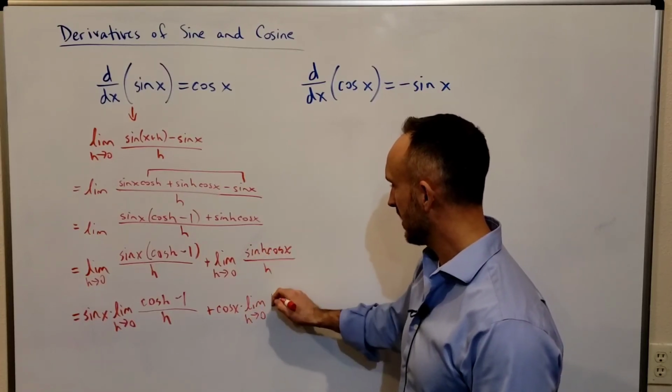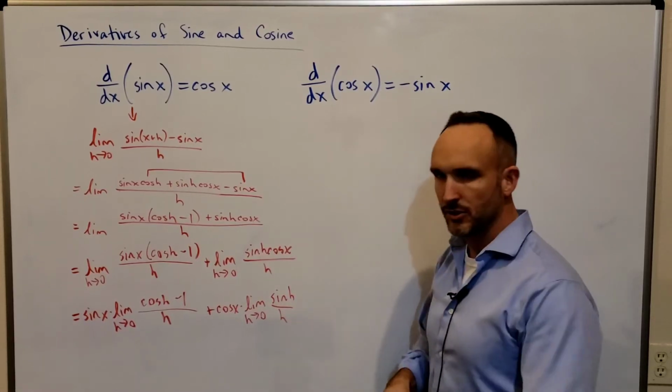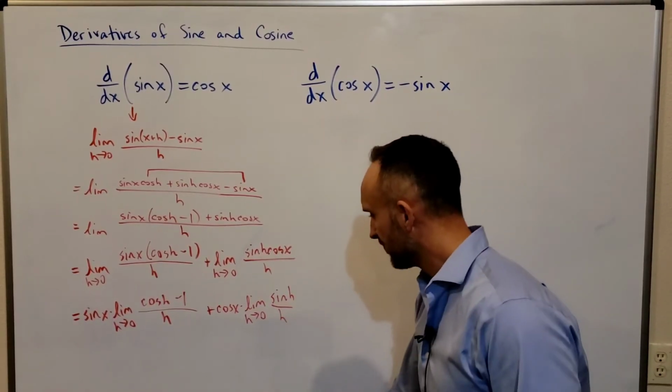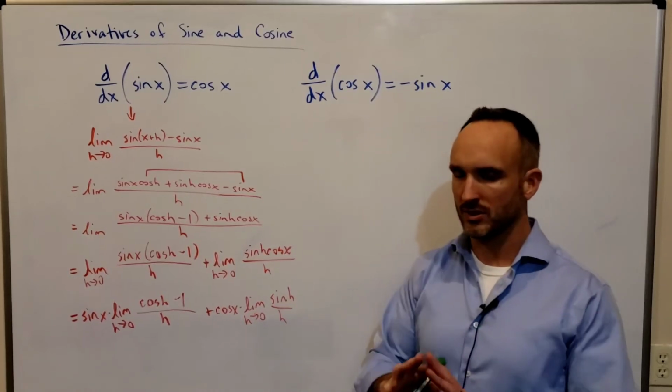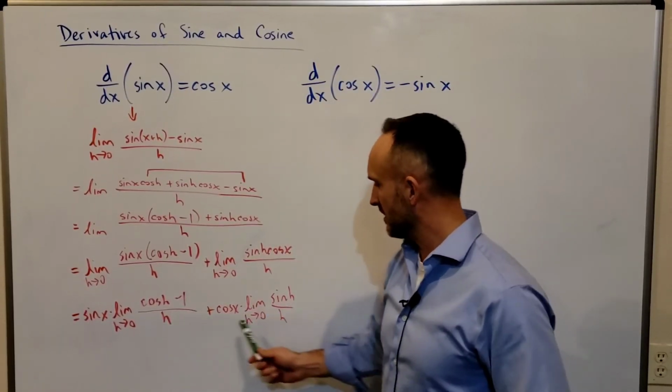And what remains is sine h over h, okay? And so what's interesting here is if you were to keep it very simple, you could use things like the squeeze theorem and all that to find these limits.